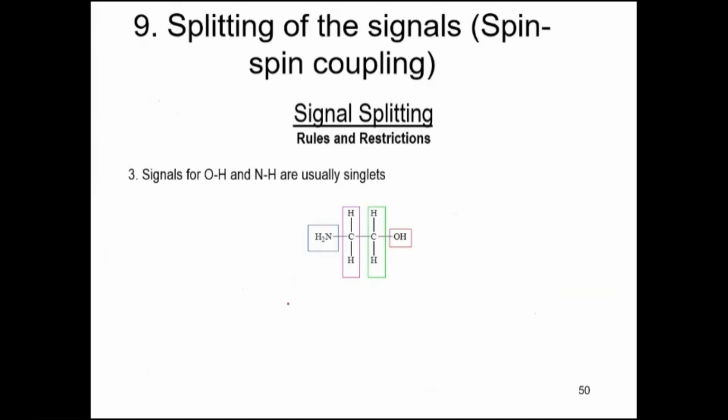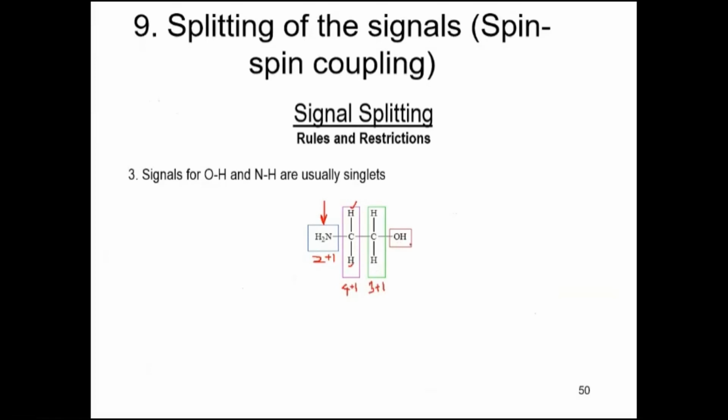So, as per the rules that we have studied, this NH2 should give you a triplet because there are two neighboring hydrogens. So 2 plus 1, you should get a triplet. For this CH2 in the pink, you should expect 2 hydrogens on nitrogen and 2 hydrogens on the carbon, so 4 plus 1, a pentet. For this CH2 also, we should expect 3 plus 1, a quartet.